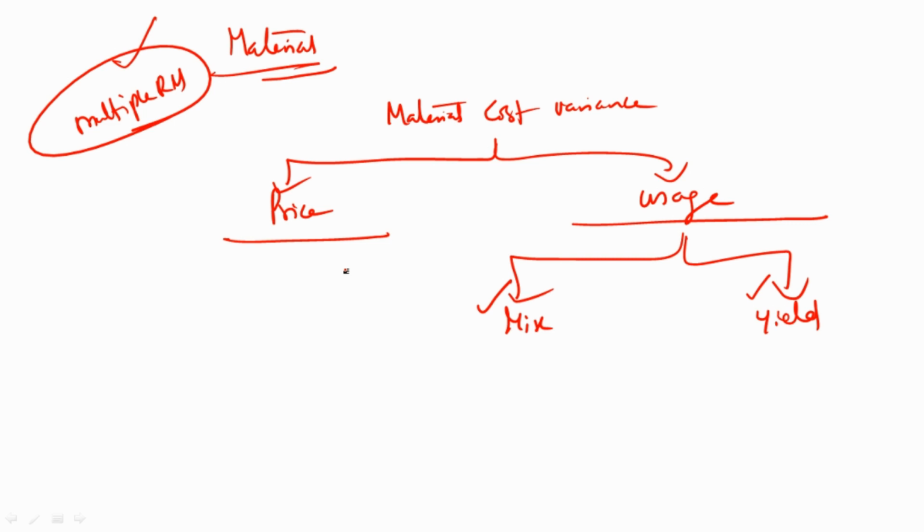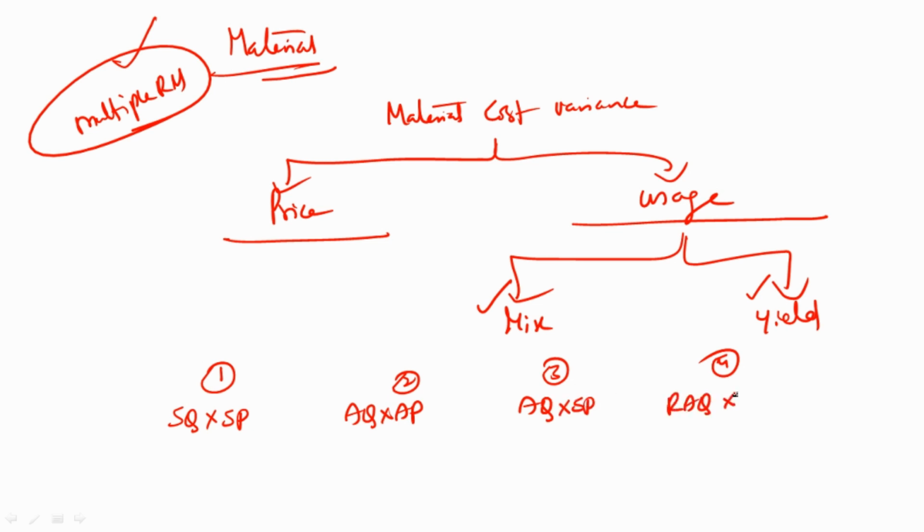Initially I'll go with the formula, so try to just look at the formula, then I'll go with the logics. So totally there are four formulas here. The first one will be SQ into SP, the second one will be AQ into AP, the third one will be AQ into SP, the fourth one will be RAQ into SP. Now let's try to understand each and every one of these numbers.